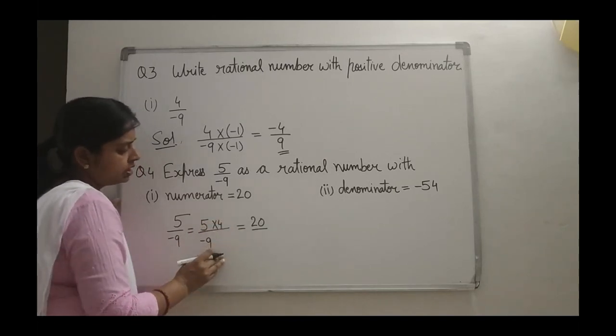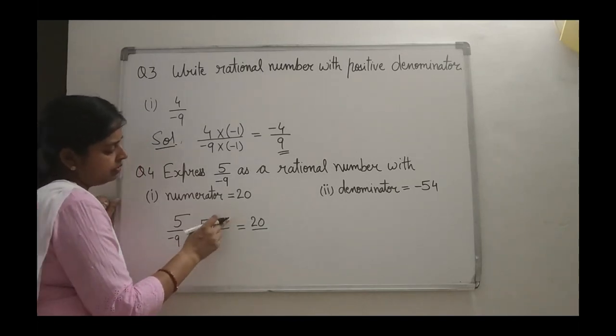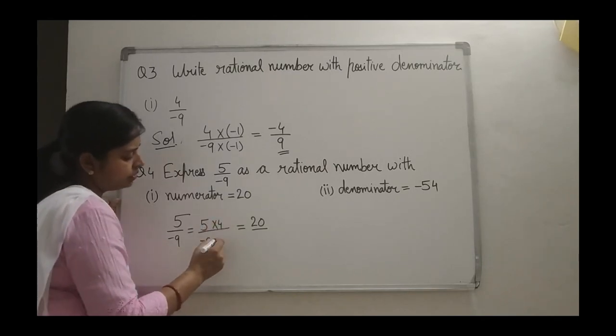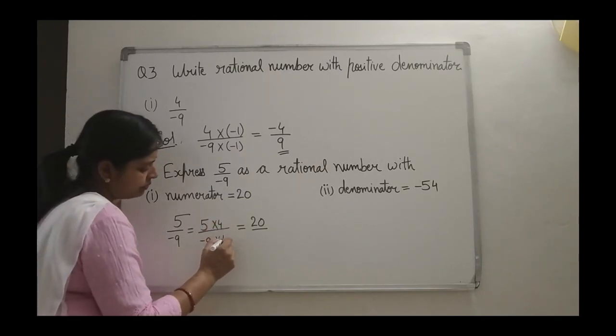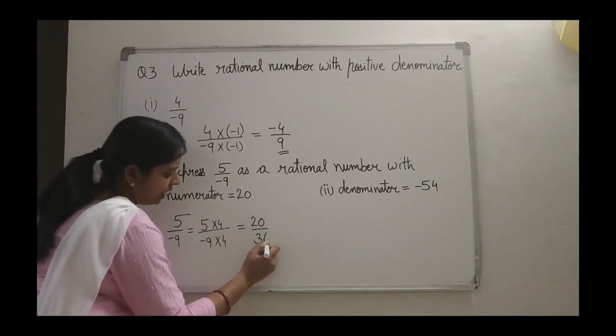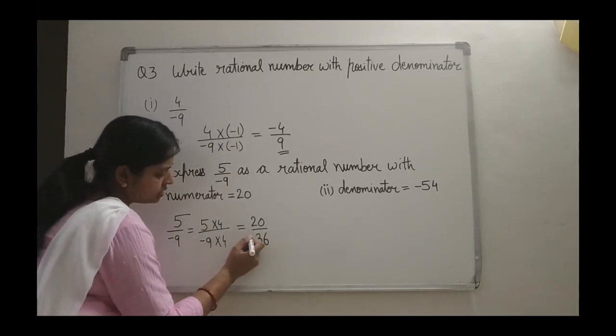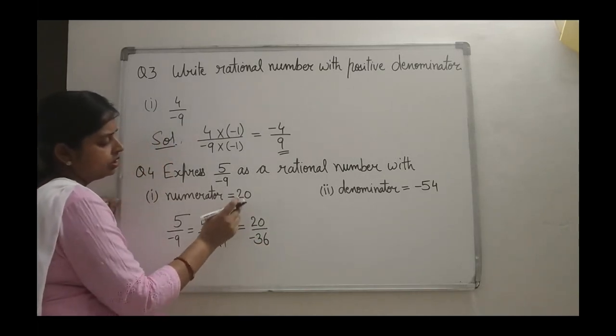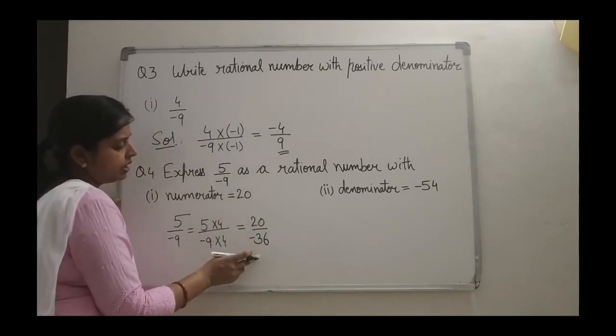So we have to multiply the numerator by 4. If we are multiplying the numerator by 4, we have to multiply the denominator also by 4. And 9 fours is how much? 36. And here is a negative sign, so your answer will be minus 36. So the rational number is 20 upon minus 36.